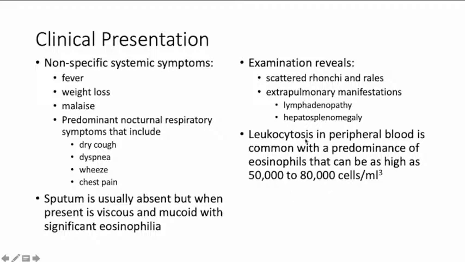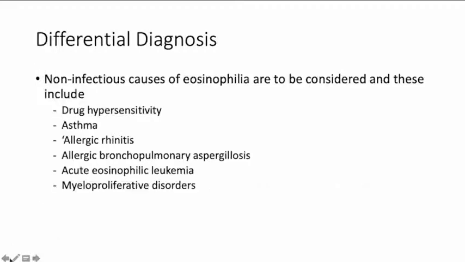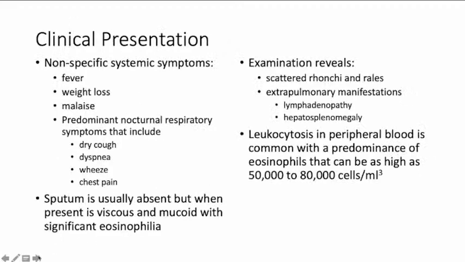One of the outstanding things is if you look at the blood of the patient, there'd be leukocytosis in the peripheral blood with a predominance of eosinophils that can be as high as 50,000 to 80,000 cells per microliter. So there's an eosinophilia. So there's pulmonary eosinophilia, as well as even peripheral eosinophilia as well.